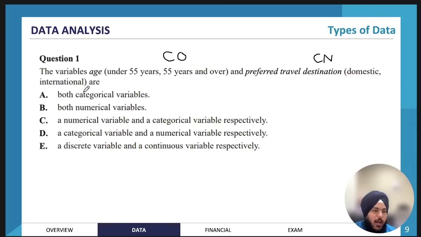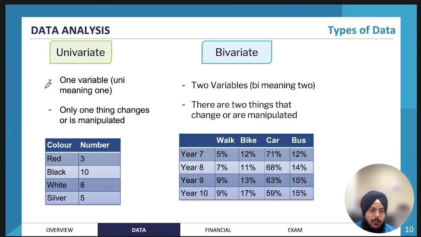So now the question asks, are they both categorical variables? And the answer here would be yes. But are they both numerical variables? No. A numerical variable and a categorical variable respectively? No. D is also no, because we have 2 categorical variables. So straight away, we can just say that it's going to be A as our answer, but just checking the rest of the answers to make sure. Okay. Let me know if you have any questions in the Q&A.